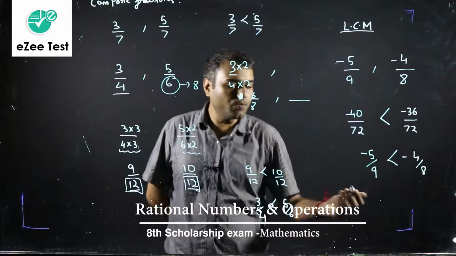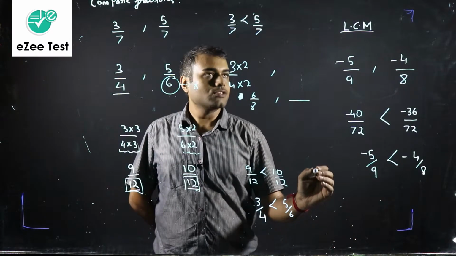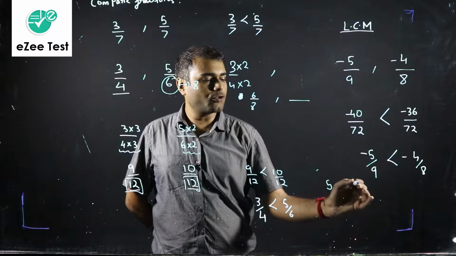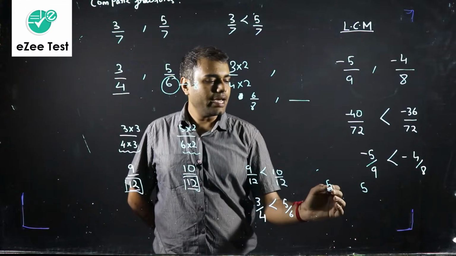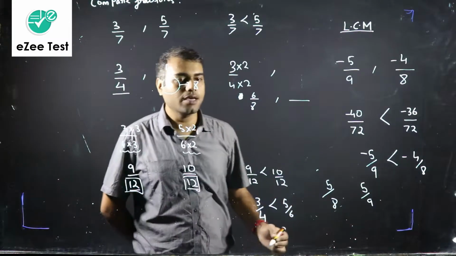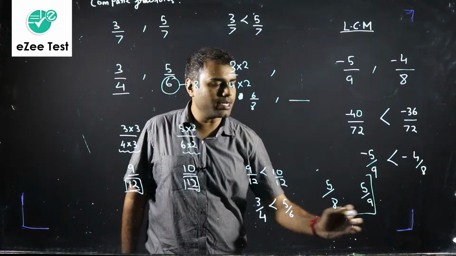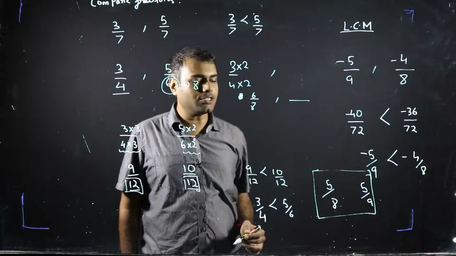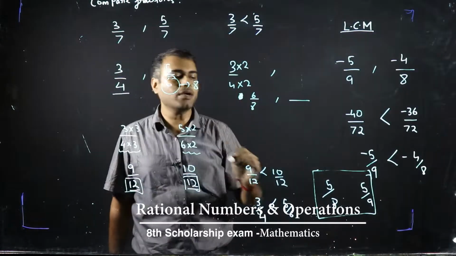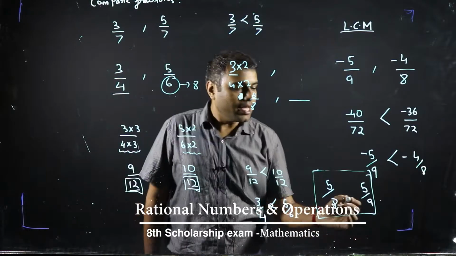And what if the numerators are the same? It is very easy. What if the numerators are the same? So if the numerator of two fractions is 5 and 5, and the denominator is, let's say, 8, and here the denominator is 9. Now if the numerator is the same, it is very easy to compare. Like when the denominator was the same, it was very easy to compare. The same way, when the numerator is the same, it is very easy to compare.